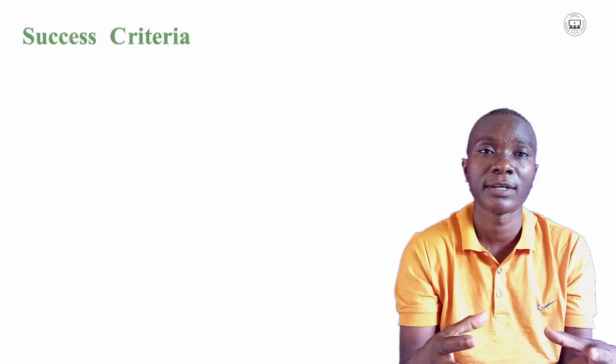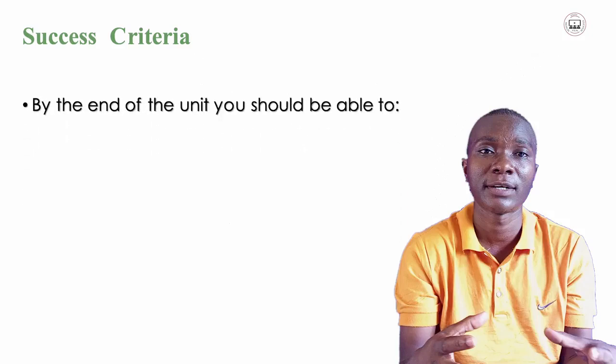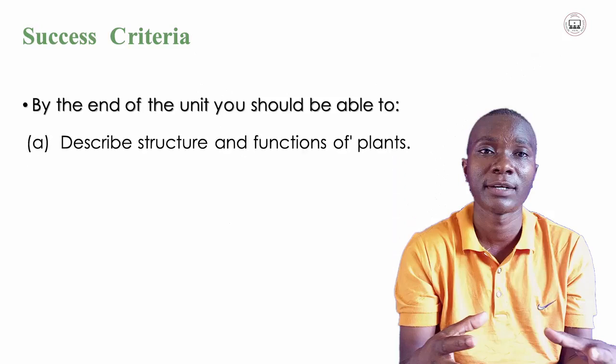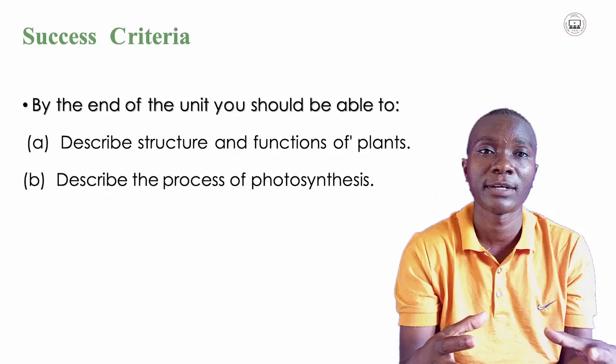Success criteria: what students are supposed to know by the end of this topic or lesson. By the end of this topic, you should be able to describe the structure and the functions of plants. You should also be able to describe the process of photosynthesis, how photosynthesis takes place.